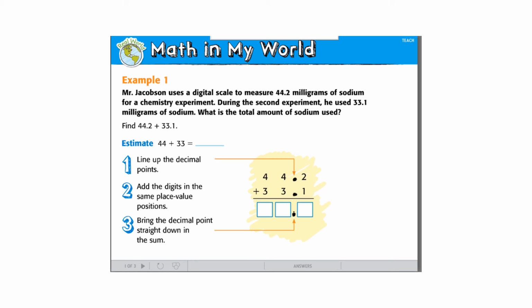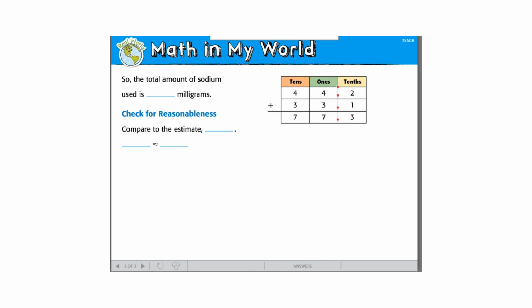So we're going to first add up the tenths, which is 2 plus 1 is 3. Add up the ones, which is 4 and 3, gives you 7. And again in the tens place, 4 and 3 would also give you 7. So the total amount of sodium used is 77 and 3/10 milligrams.